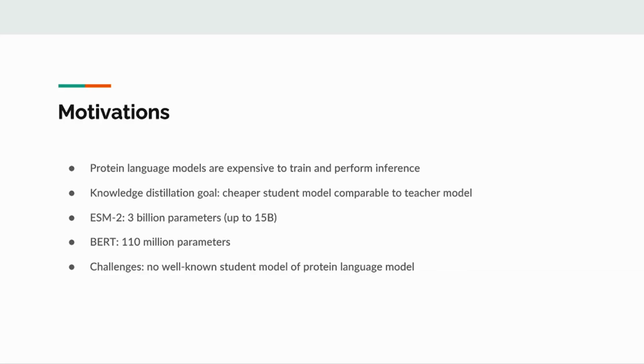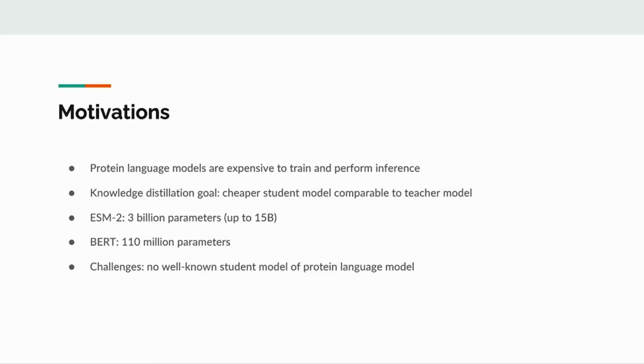Our key motivation for this problem is that protein language models are expensive to train and perform inference, and this is mostly due to the scaling law, as larger language models can learn the protein language better. Our goal is to get a cheaper model to learn and distill the knowledge from those larger models into a smaller one, which helps to improve accessibility of models.